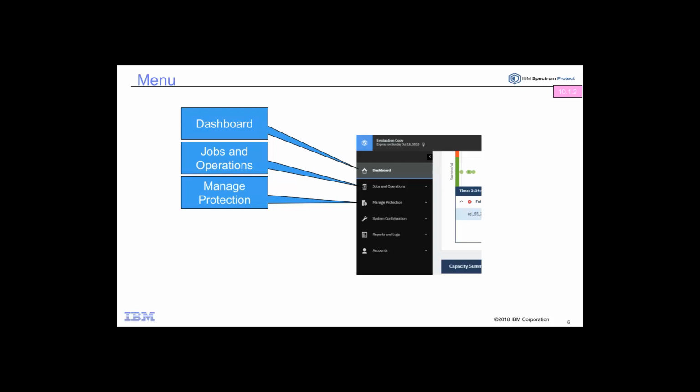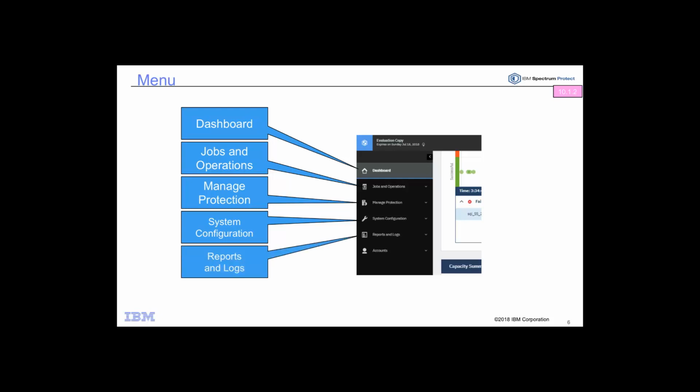The protection, or the data backup and restore functionalities for both virtual machines and applications. System configuration information, so information about how the system is configured. Reports and logs, so the reporting and logging for the system. And finally, the accounts associated with the system, so the users that log on to Spectrum Protect Plus, association with Active Directory, and then the accounts that are used to log on to the virtual machines or the applications that are protected by Spectrum Protect Plus.